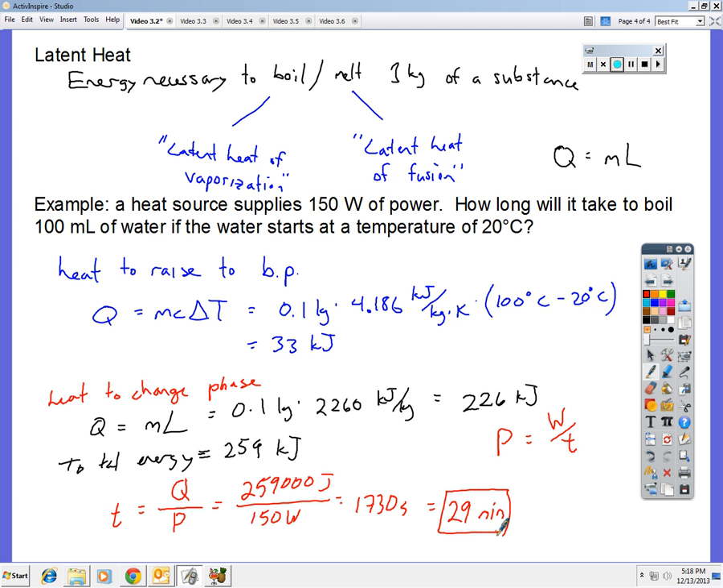That's to boil all of it off. Now, to start the water boiling takes much less than that, but if you wait till all of it's boiled off, it will take almost half an hour. So for this video, what you need to know is a description of each of the phases of matter, and you need to be able to calculate how much heat it takes to change a phase.